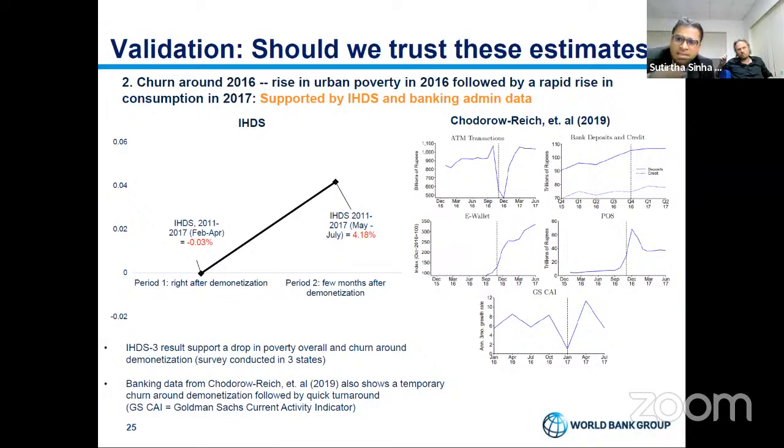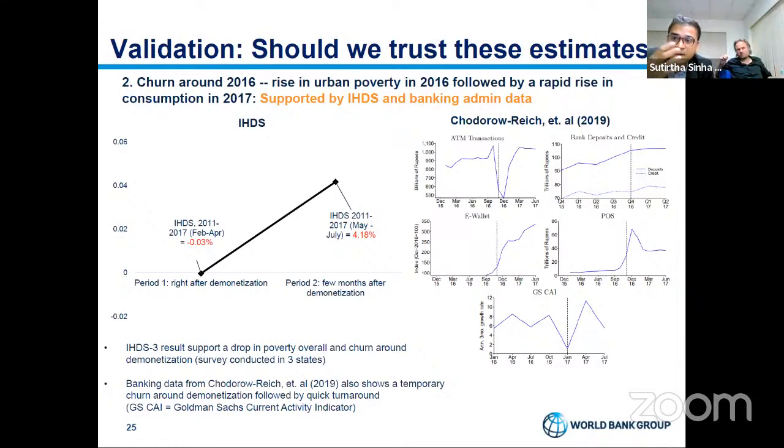And then if we look at the IHDS3 sample, which is arguably from just three states, but it's telling us something. If you look at that data, between 2011 and February to April 2017, which is just a few months after demonetization, consumption growth was minus 0.03%. And then if you move a few months later to May to July of 2017 and compare it to 2011 consumption, consumption growth was as high as 4.2%. We find similar numbers.